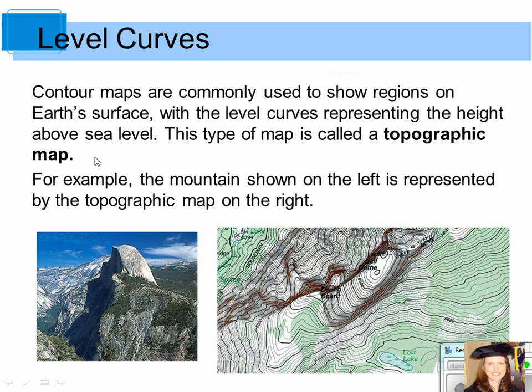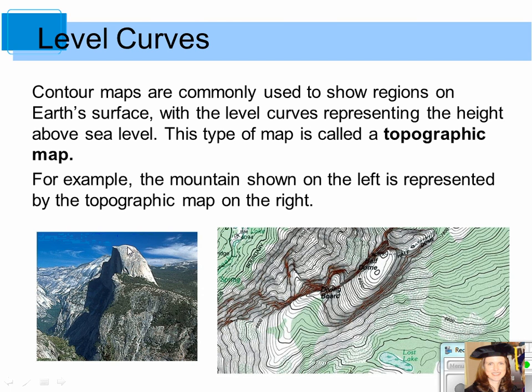Here's another example of level curves. Contour maps are commonly used to show regions on the Earth's surface. You look at a map, it's not three-dimensional, it's a flat piece of paper. But the lines give you the representation of the three-dimensional surface. The level curves represent the heights above sea level. This type of map is called a topographic map. For example, the mountain shown on the left is represented by the topographic map on the right.